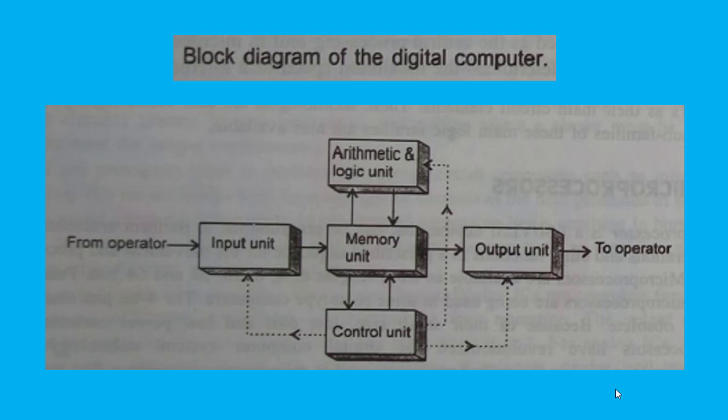The solid lines with arrows represent the flow of information. The dashed lines with arrows represent the flow of timing and control signals. The major functions of each unit are described below.